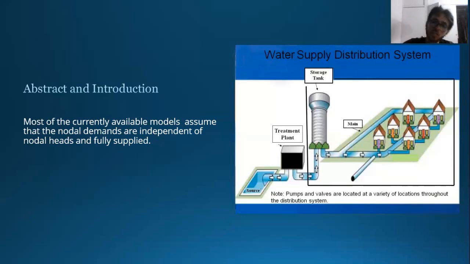The problem is that these conditions can be unrealistic when we go to practice, but we know that they really work in real life. So we have a problem of pressure deficit, and that is because of pipe breaks and valve failures.